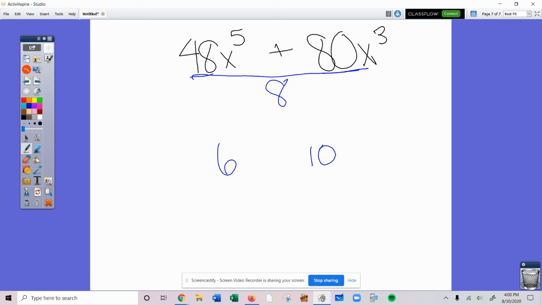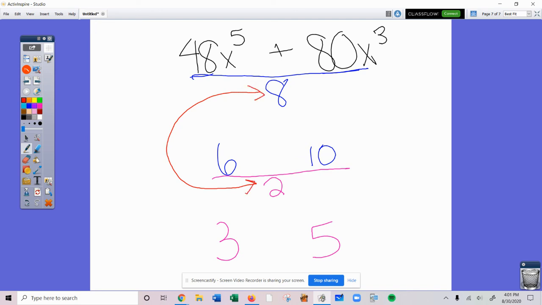Okay, so now at this point, if we look at 6 and 10, what goes into 6 that will also go into 10? We can divide out again and we can pull out a 2. So that will give us a 3 and a 5. Okay, we can't go any further, so that means we have enough info right here between these two, right? We said with these two numbers, we would multiply them. So 8 times 2 gives us a 16.